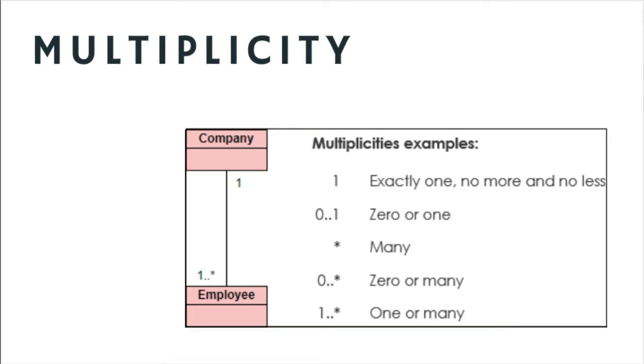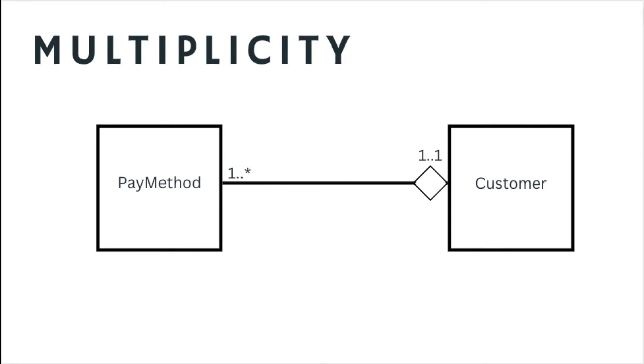So let's look at another example of multiplicity. Here we have a class called customer and a class called pay method. You can see that we have an aggregation relationship. You can tell because we have this open white arrow. Here we have our multiplicities defined. In this imaginary system that we're talking about, the rules are that a customer can have one or many pay methods.